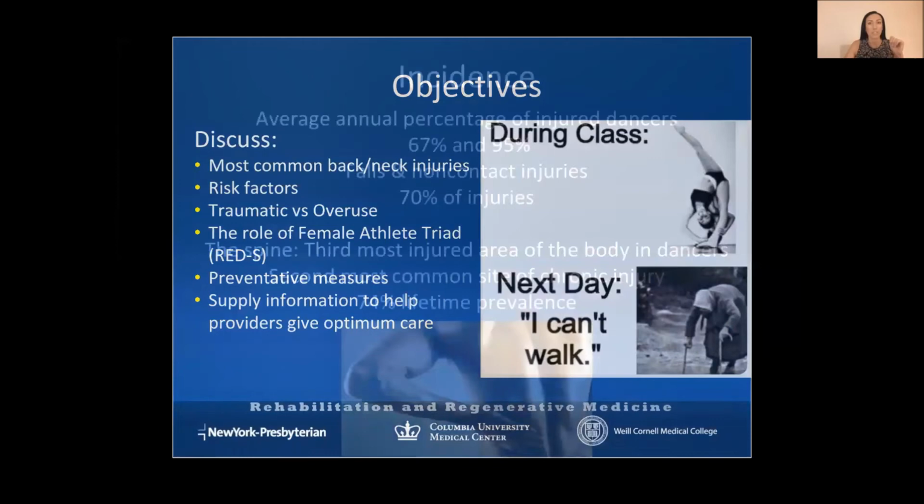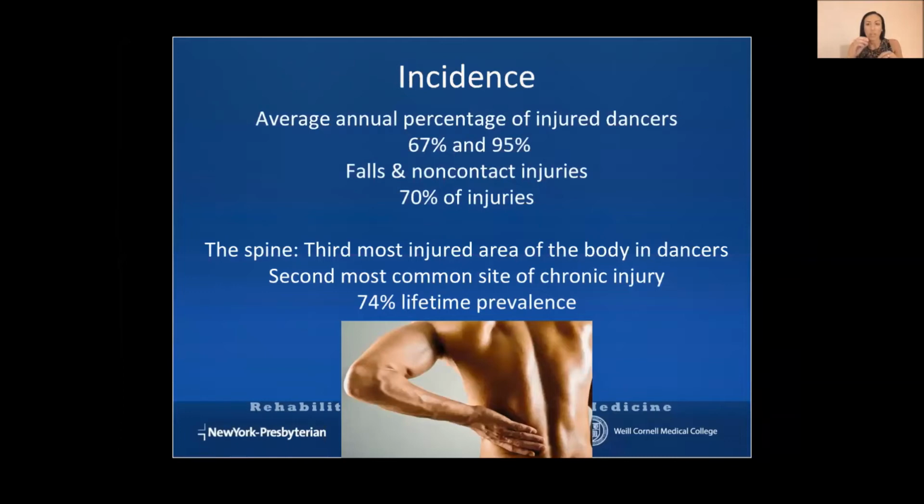So when we talk about dance injuries, we know that there's an average annual percentage of about 67 to 95% of injuries. And most of them are actually non-contact injuries. And the spine is actually the third most common area that can get injured. And there is about a 74% lifetime prevalence for chronic injury in the low back. But why do dancers actually get back injuries?